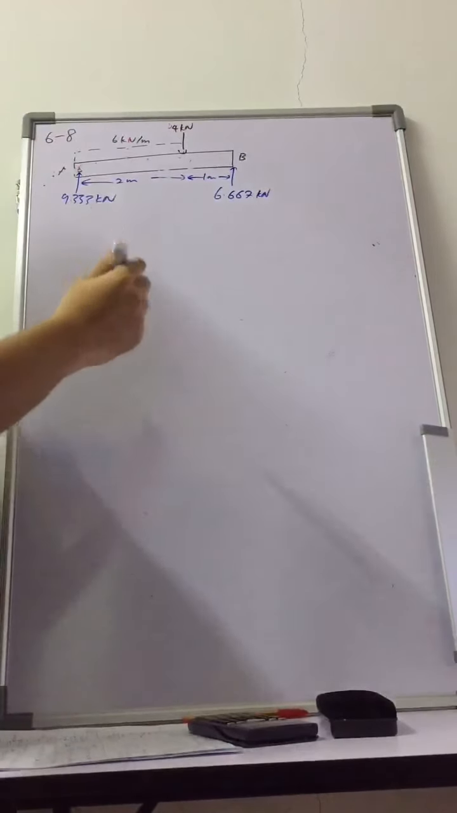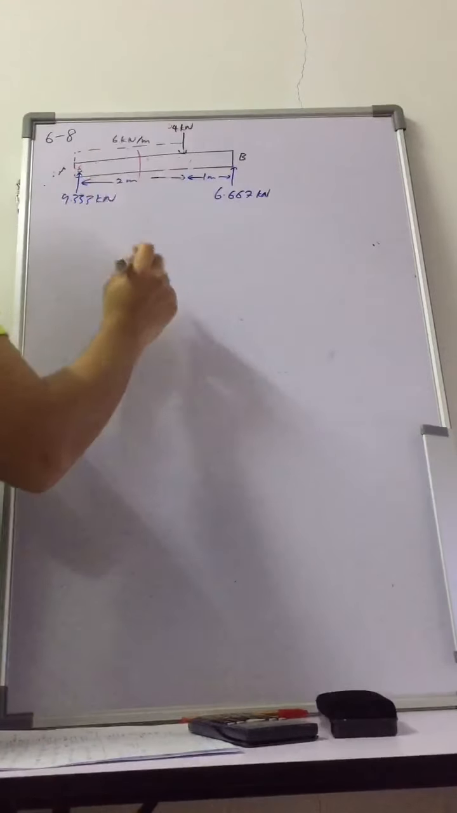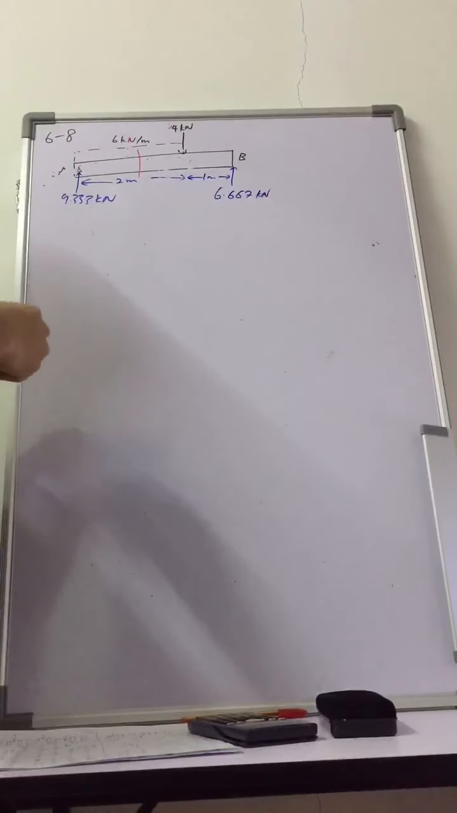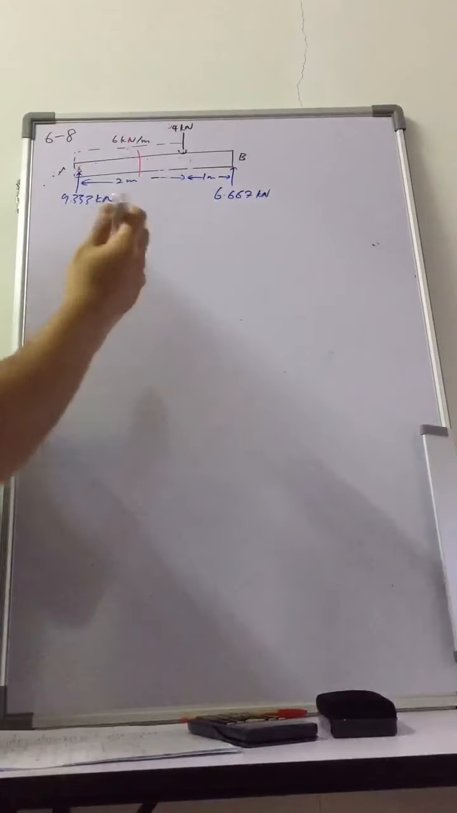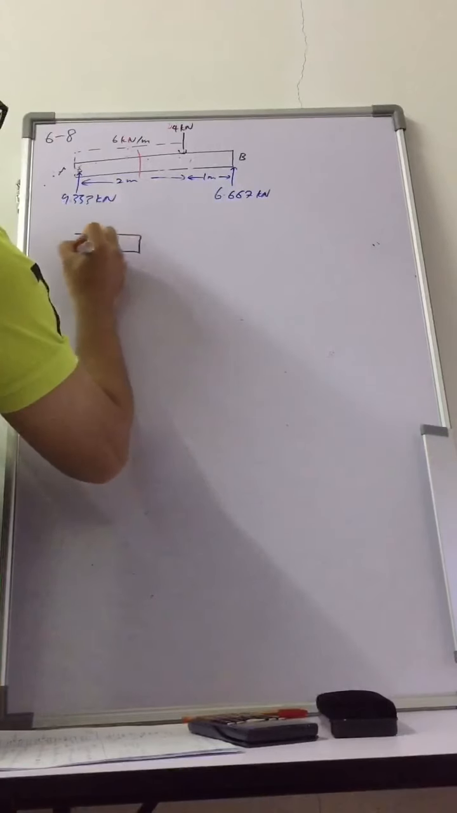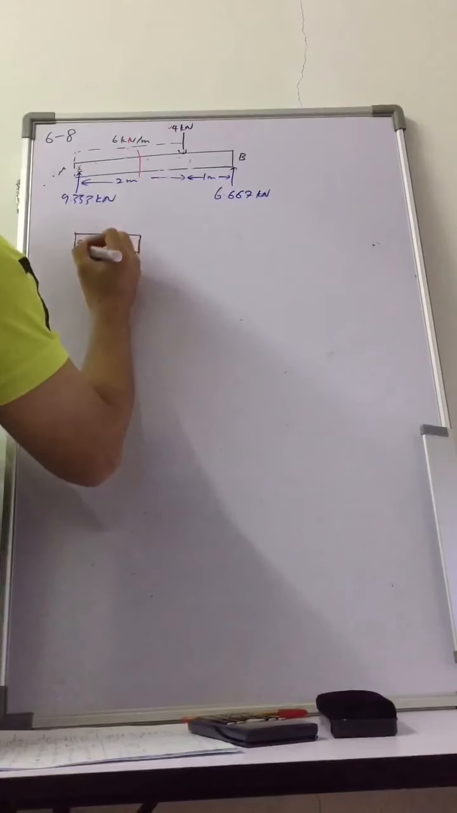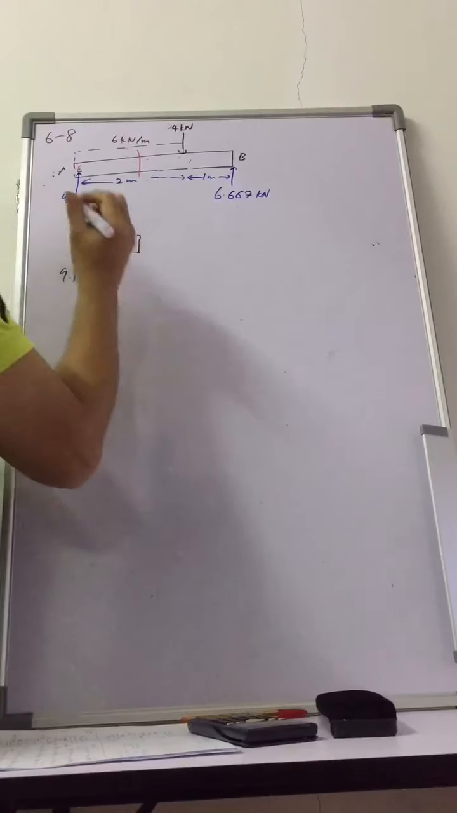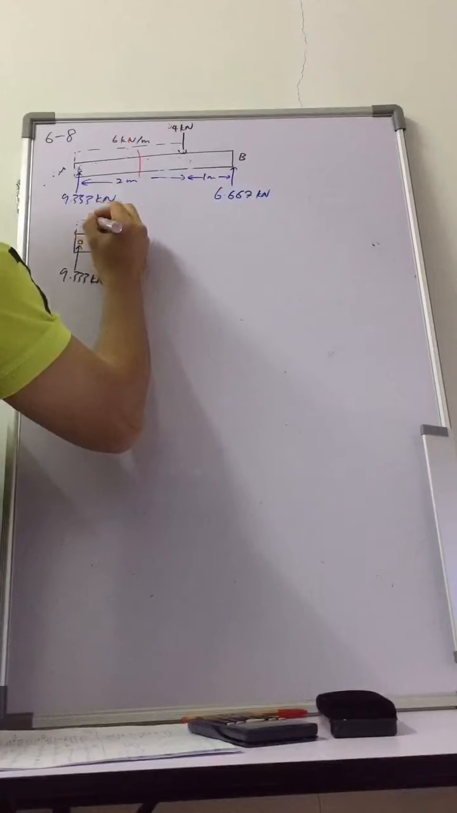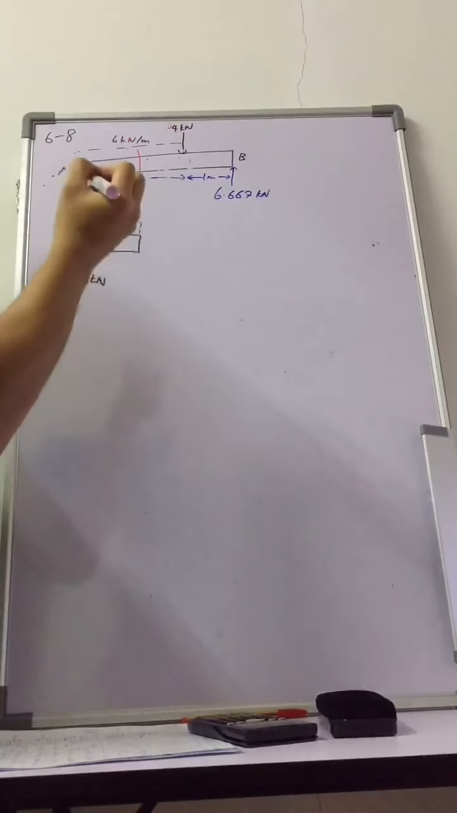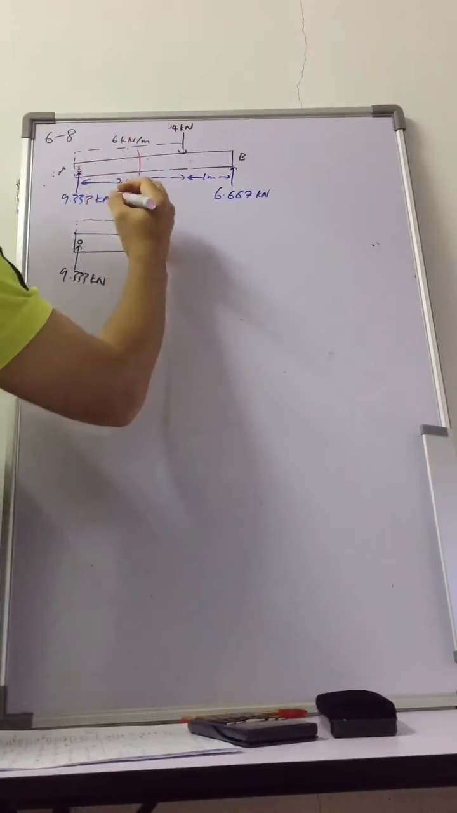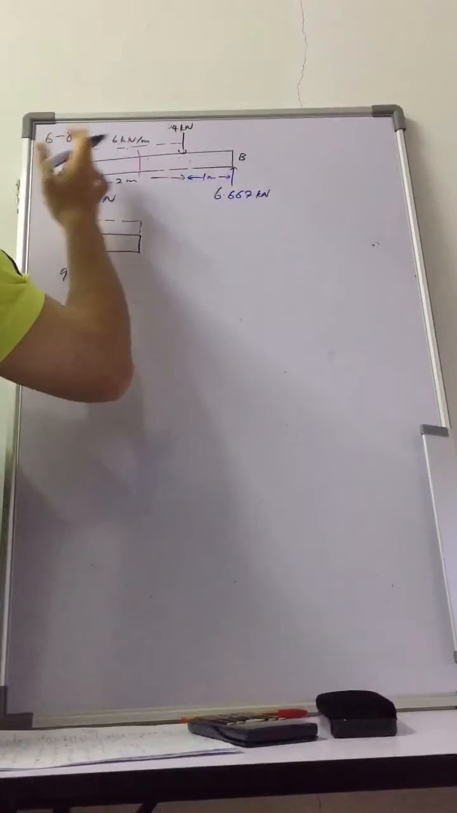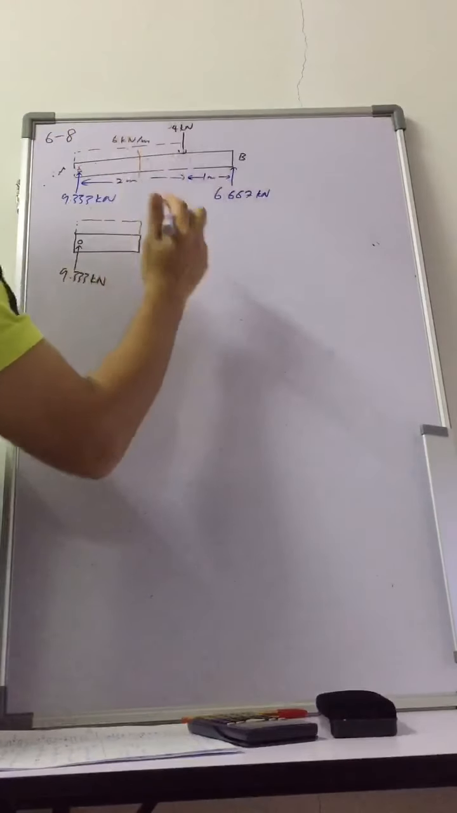So the first one, cut here, and then we take the left part. For instance, you can take the right if you want, but it will be more difficult, I think. So we draw the left one, and then at A we have this 9.33 kN load, right? And then on the top we have this normal distribution of load, 6 kN/m. And then we don't have the 4 because we cut before this 4 kN.